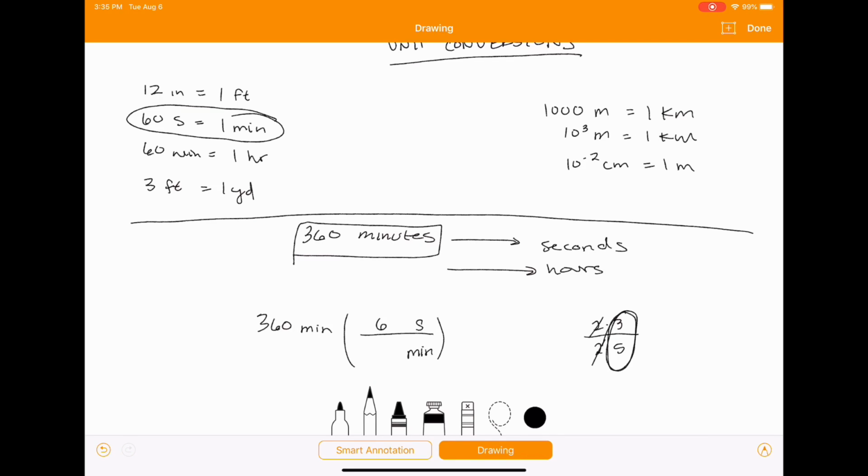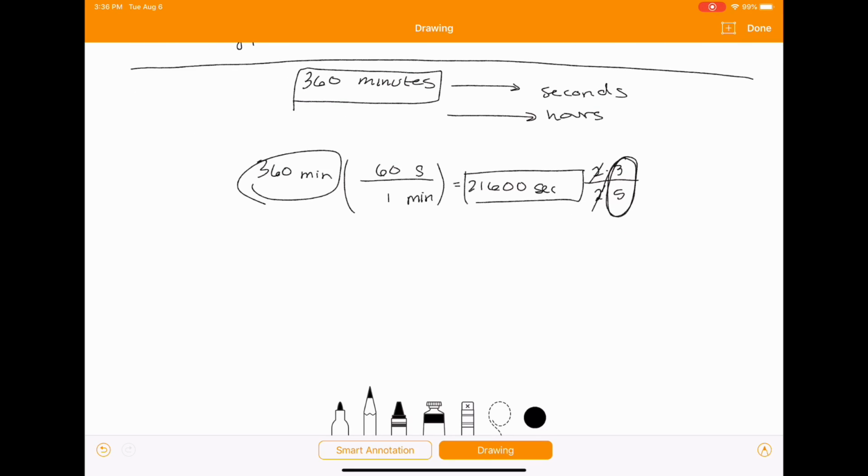So we know there's 60 seconds in 1 minute. So you go ahead and you perform that operation. And you're going to get that there are 21,600 seconds in 360 minutes.